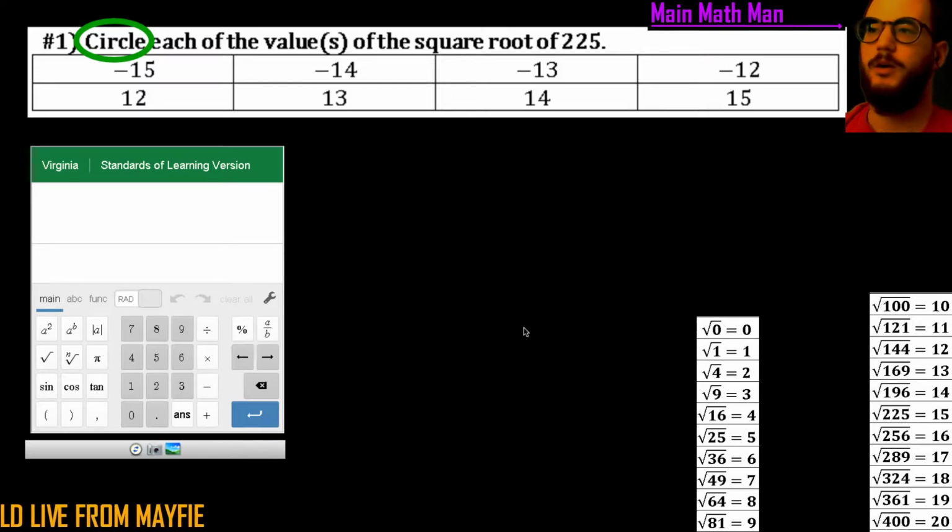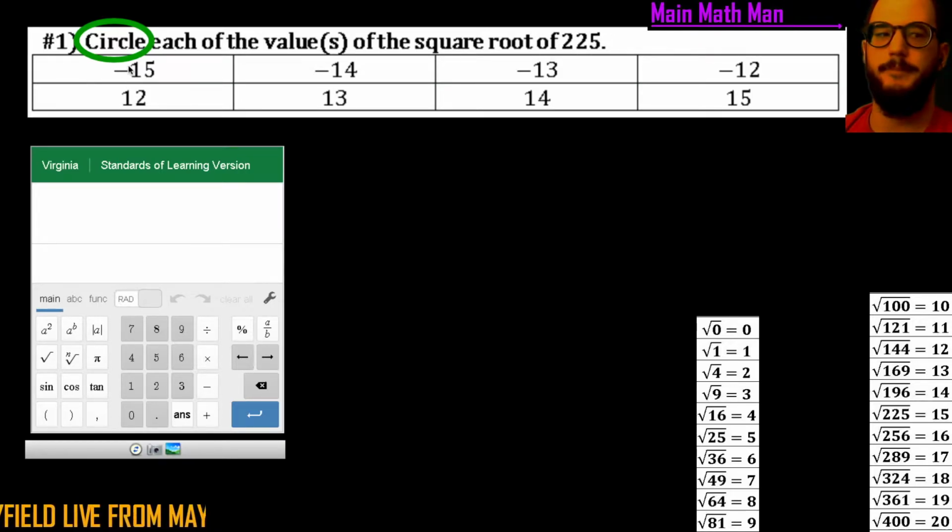And in this video, we're going to be working on that squares and roots homework number 2. Just a little bit simple practice for us to make sure we solidify those ideas. So for number 1, it says make sure you circle each of the following square roots. So we're looking for the square root of 225.